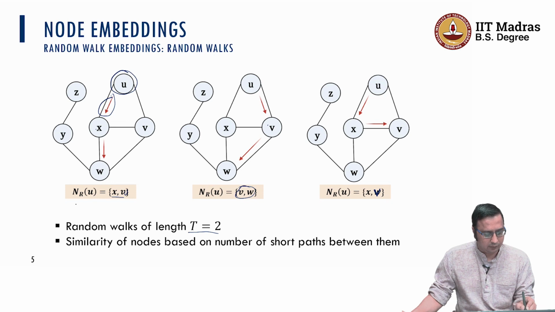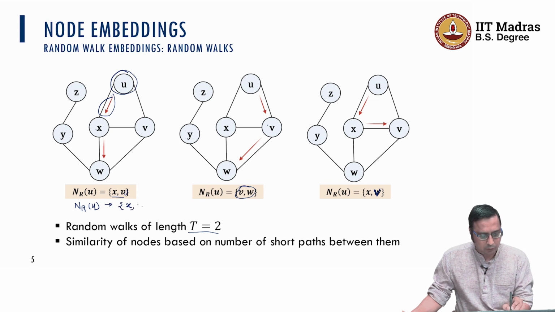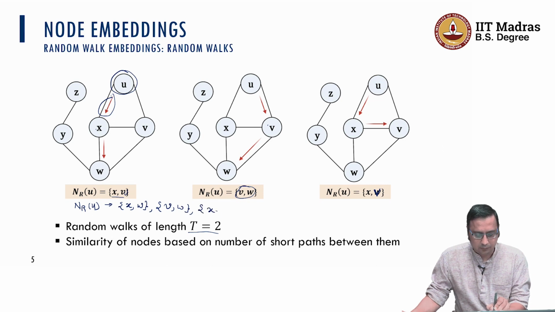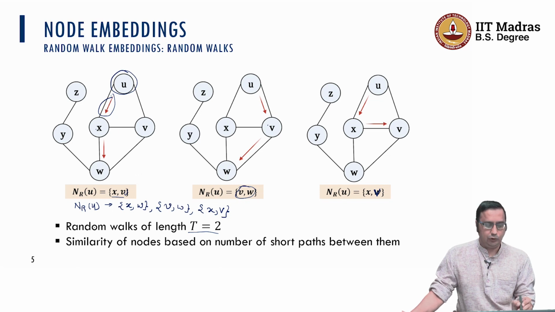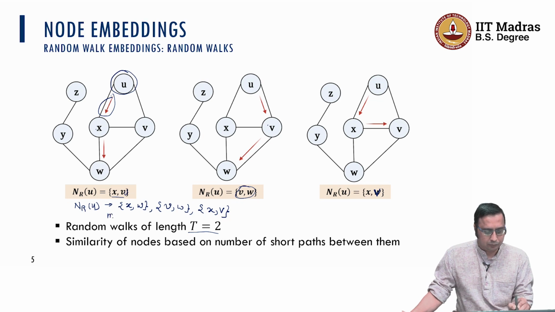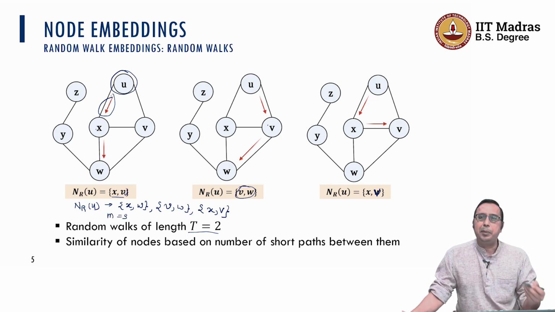I can summarize here: N_R(u). For the first walk, it has x and w. For the second walk, it is v and w, and for the third walk, it is x and v. So I have m equal to 3 here. I can repeat the same procedure for z, y, x, v and w and generate more neighbors of each of these nodes, because I am starting from those nodes and generating their neighbors.